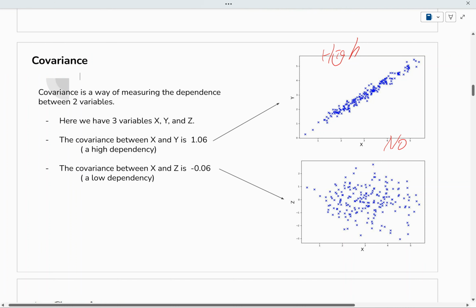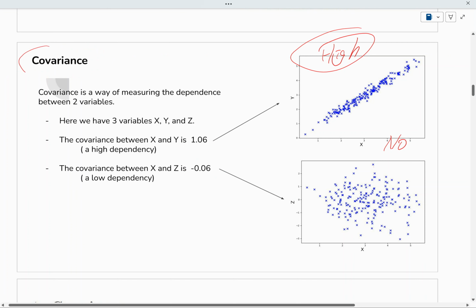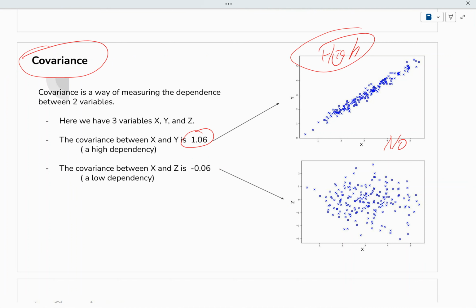If I actually calculate the covariance for this one, notice I got a big number, whereas this one is close to zero, right? It's a very low dependency. So by calculating this value, you can look at it and figure out whether two variables are highly dependent on each other or not.